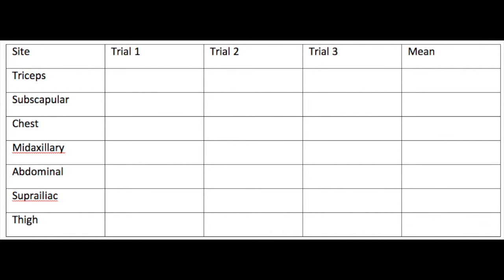This is an example of a table where you can record your measurements and take the mean of the 3 trials in order to find the sum used in the body density equations.